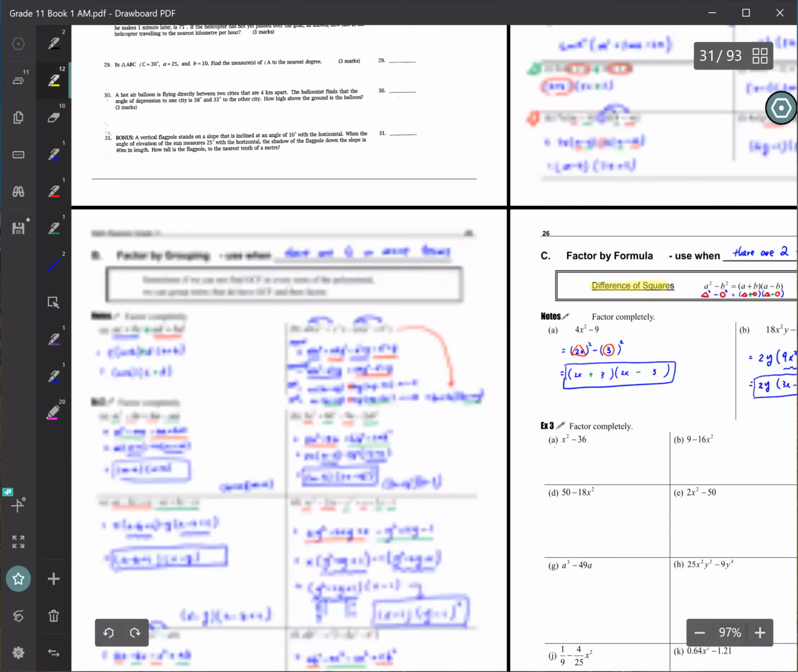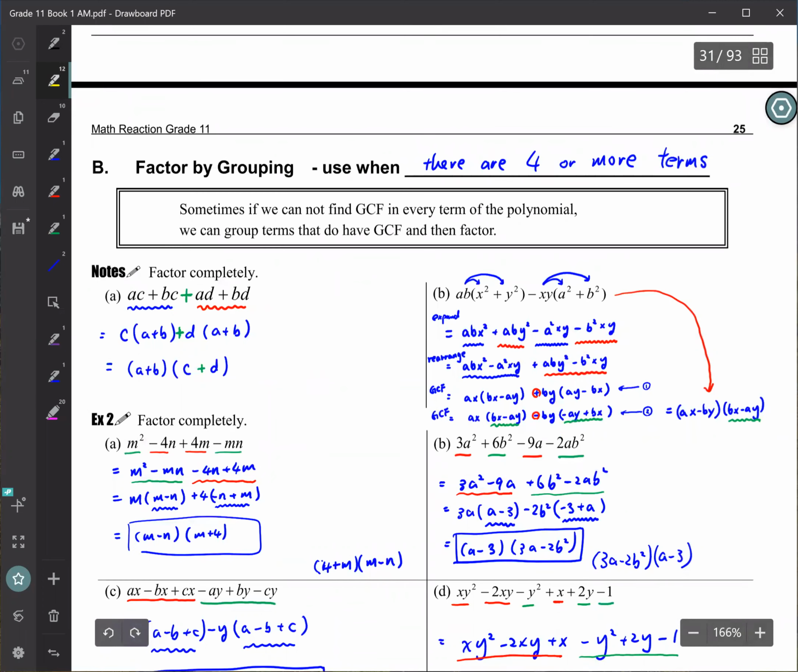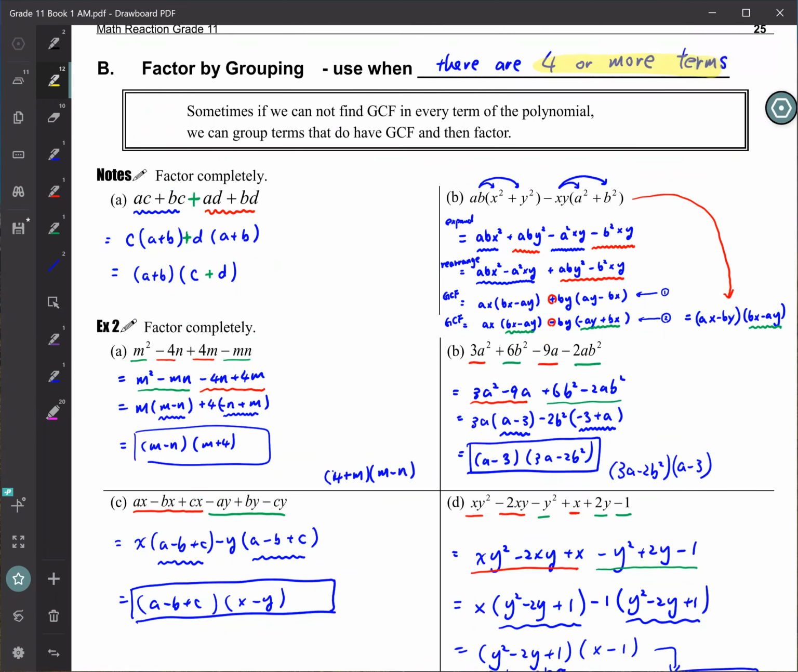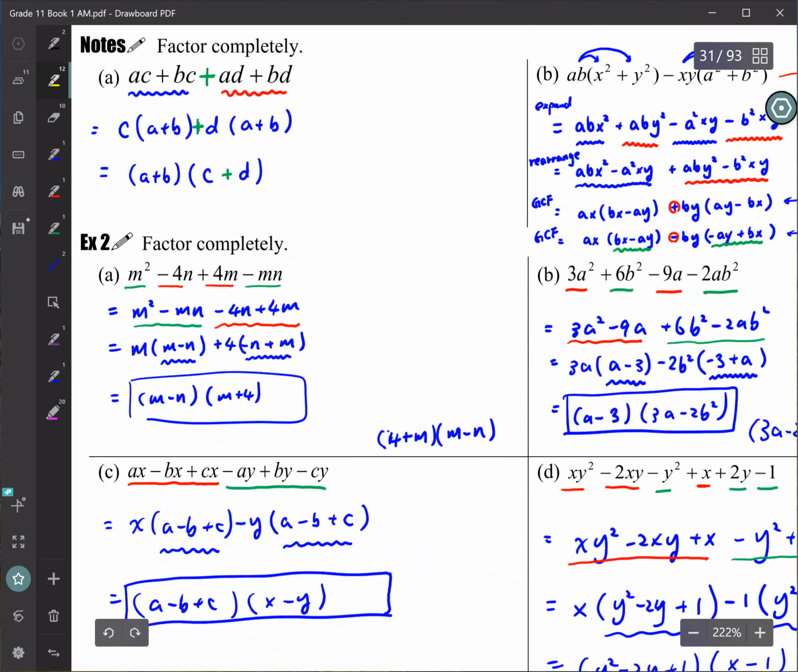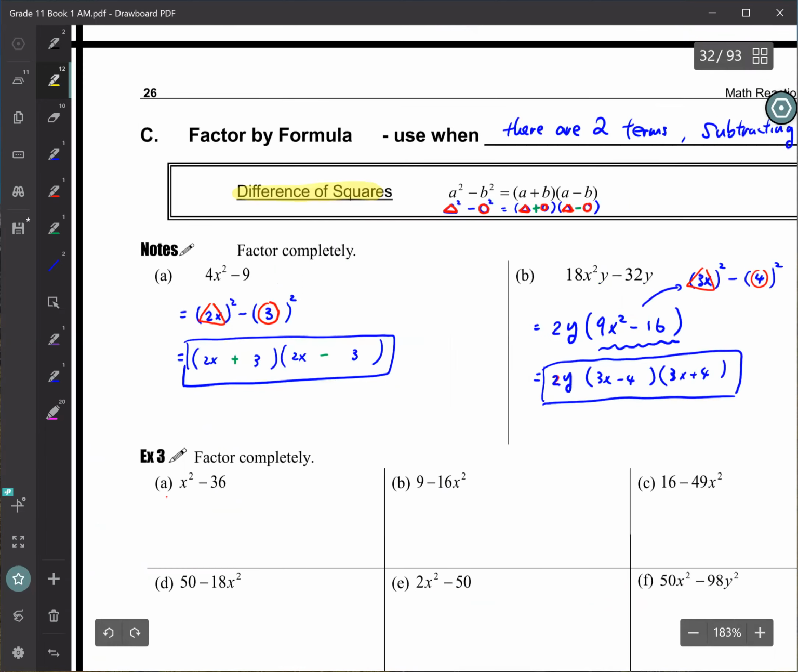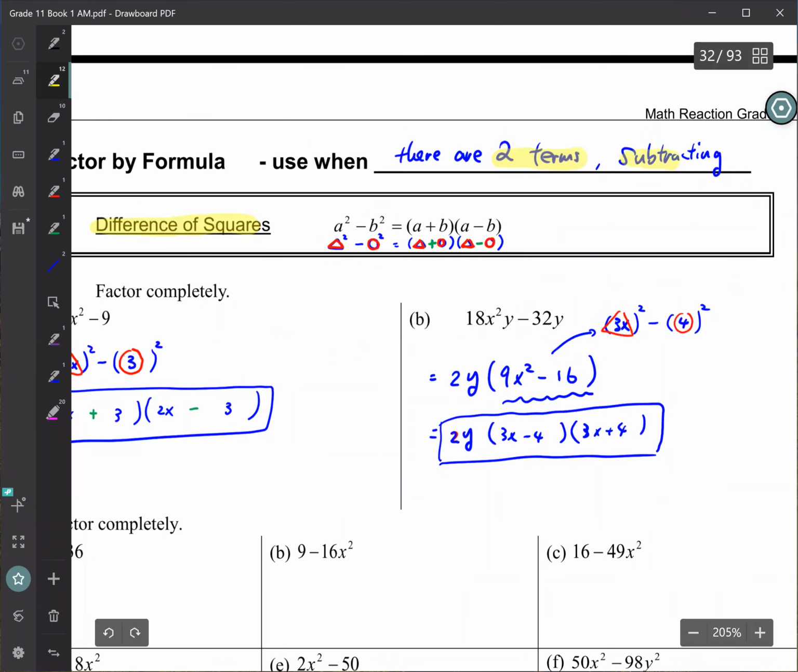And then after you've done the GCF, if there are 4 or more terms, then you will use grouping. So grouping, you put them into little groups, either groups of 2 by 2, or 3 by 3, depending on the number of terms. And then last time we stopped at formula. The formula we're using is the difference of squares. You use it when there are 2 terms and make sure in the middle is subtracting.